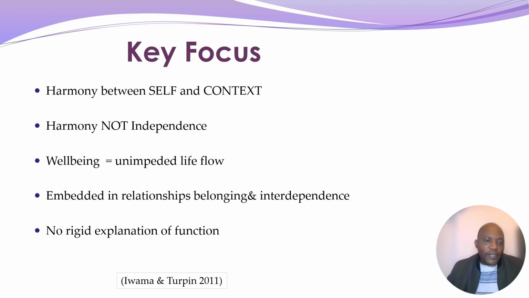And well-being within the Kawa model is being looked at as an unimpeded life flow, where life is flowing according to the desires of the community and the individuals in that particular context. The Kawa model also looks at being embedded in relationships, belonging and interdependence rather than individualism. So the notion of collectivism, it's still coming through with the Kawa model. So there's no rigid explanation of function in the Kawa model, but the key things are about harmony between self and the context.